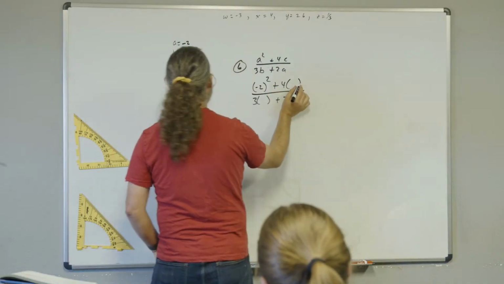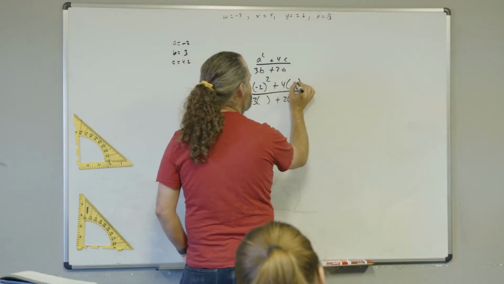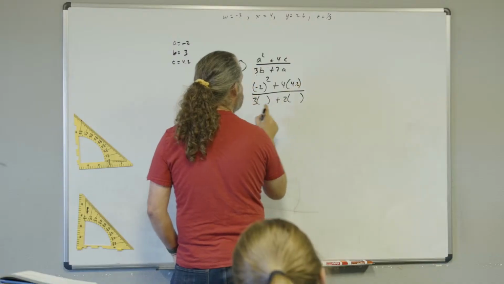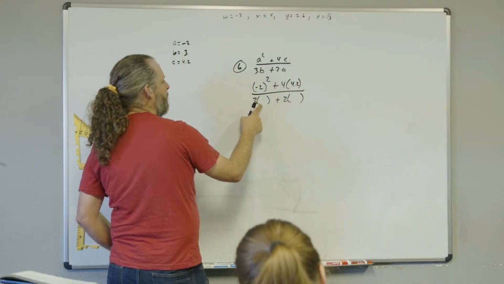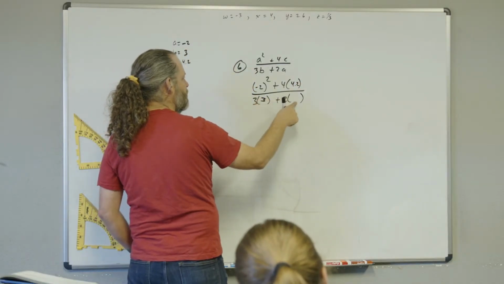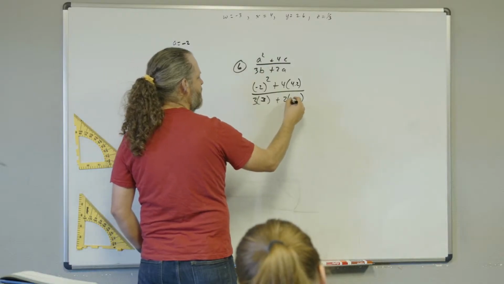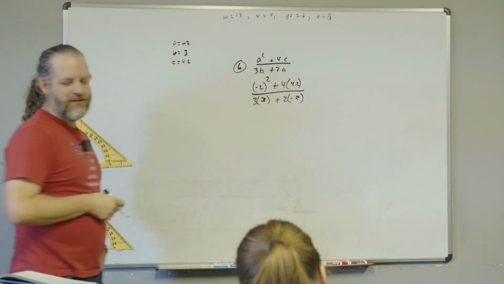What's going to go right here? 4.2. What's going to go right here? And this one? -2. What are we going to do first?